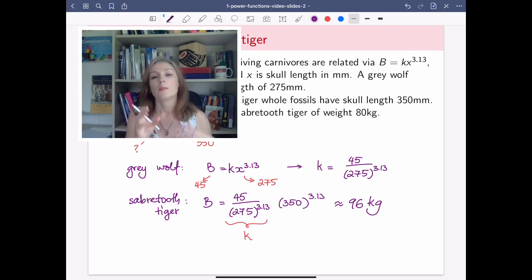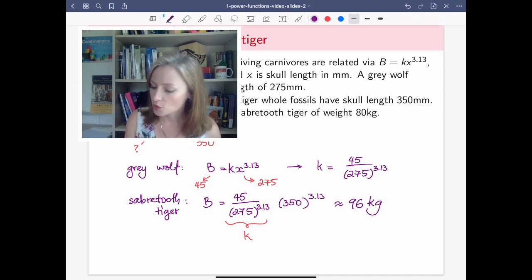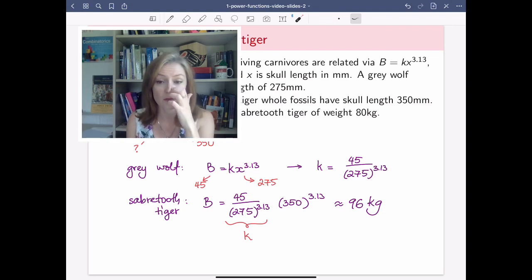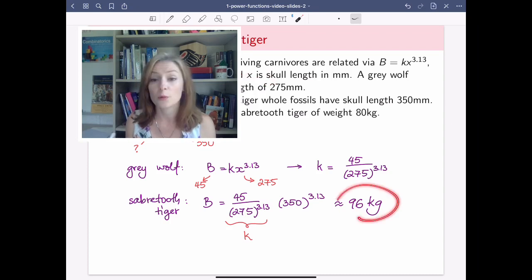The one biggest upside of having a word problem with context, particularly the one that you can relate to, is that you can check whether your answer makes any sense at all. So here, a gray wolf had the skull length of 275 and the saber-toothed tiger fossils had a skull length of 350. So you expect that the body mass of the tiger would be bigger than 45, which corresponded to a smaller skull length of the wolf. And indeed, we end up with 96.